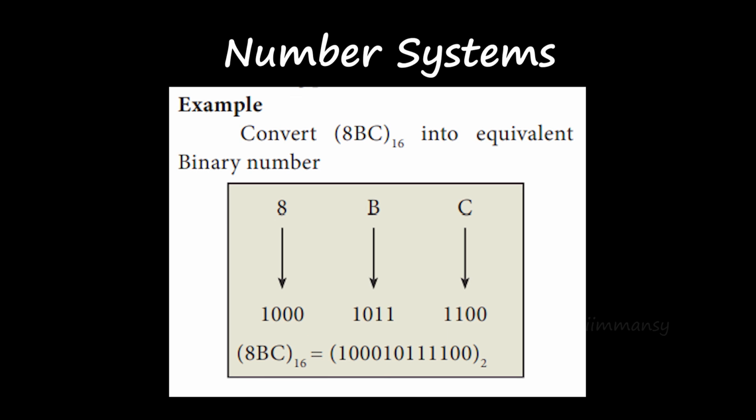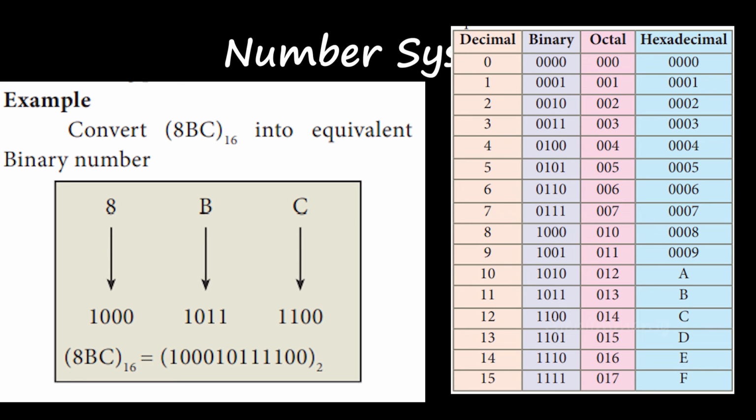You will have to split the values and write, say 8, B, C. For C you know the binary equivalent, so you'll write the binary equivalent. B you know the binary equivalent. 8 you know the binary equivalent. At last you will join all the binary numbers and you will get the binary value for the given hexadecimal value.